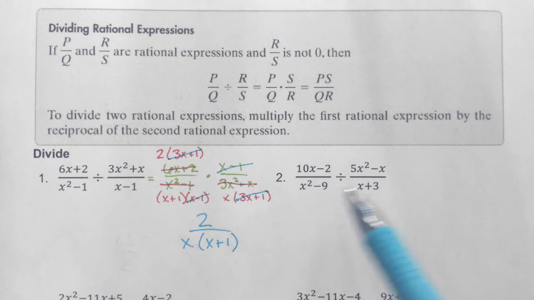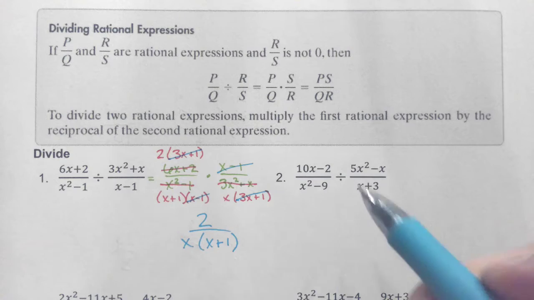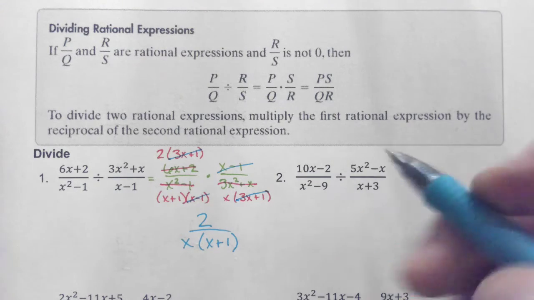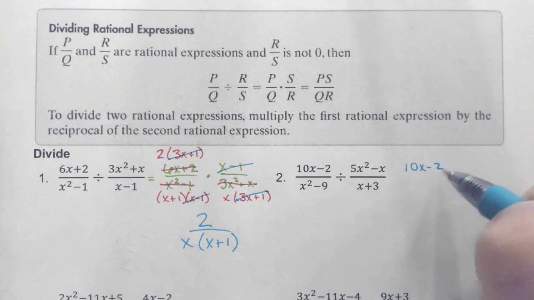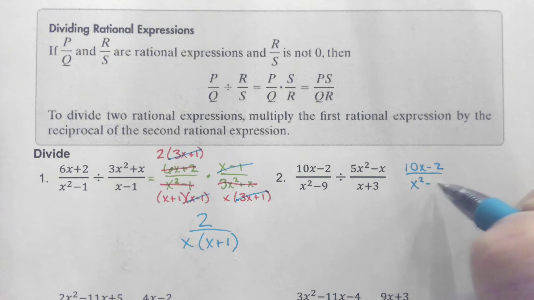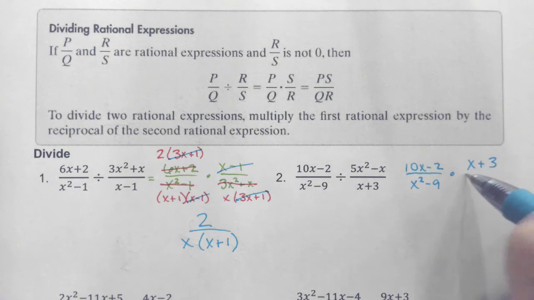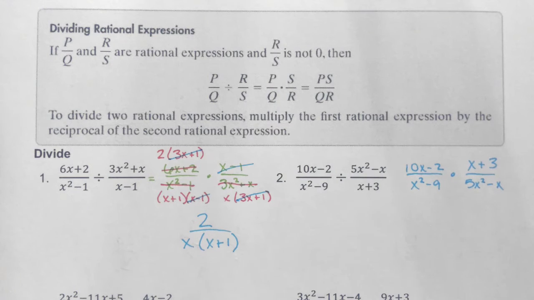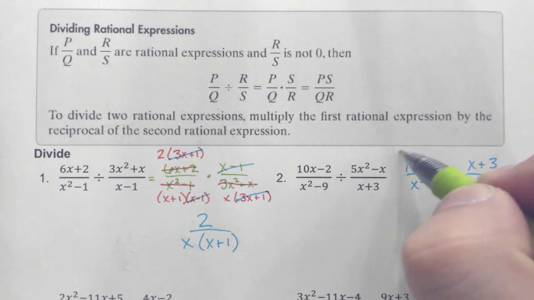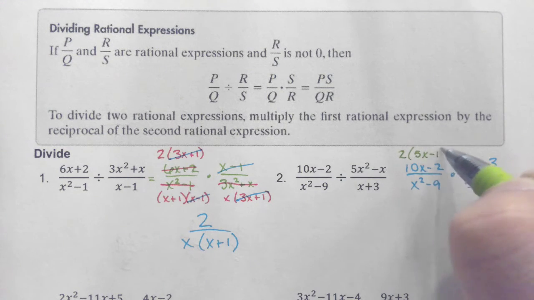Number 2 is pretty similar. Again, it's a division problem, so the first thing I'm going to do is rewrite it as a multiplication problem. So it's going to be 10x minus 2 over x squared minus 9 times x plus 3 over 5x squared minus x. And then I'm going to factor everything that I can. Starting with that first numerator, those are divisible by 2. If you were to divide by 2, that's going to be 5x minus 1.